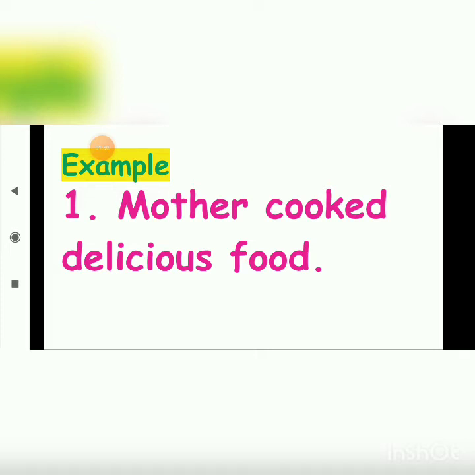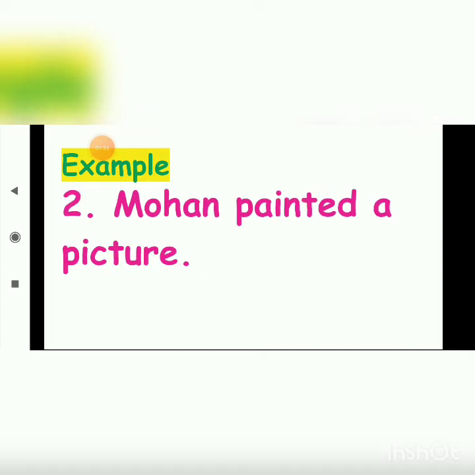Moving to our second example: Mohan painted a picture. Okay, students, what is the verb over here? The verb is painted. What did Mohan paint? Mohan painted a picture. So what is the object over here? Picture. So painted is a transitive verb which requires an object to make a complete sentence.